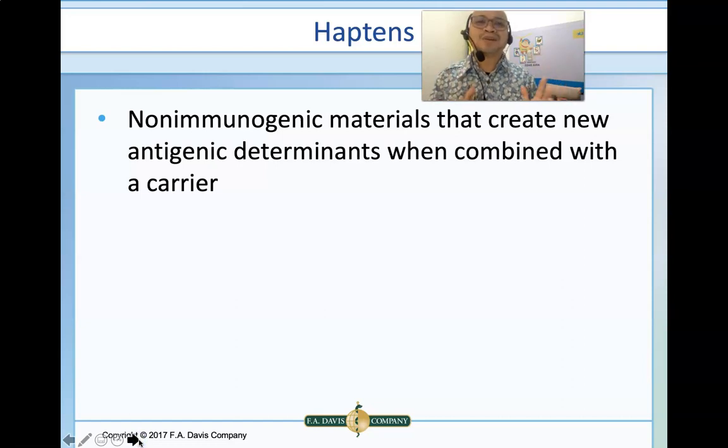So I told you a while ago, if the antigen is less than 10,000 Daltons, it is not supposed to be called an antigen, but instead we call it a hapten. So what's the difference between a hapten and an antigen? An antigen is supposed to be immunogenic, while a hapten is non-immunogenic unless it's combined with a carrier. Haptens are non-immunogenic materials that create new antigenic determinants when, and only if, combined with a carrier.